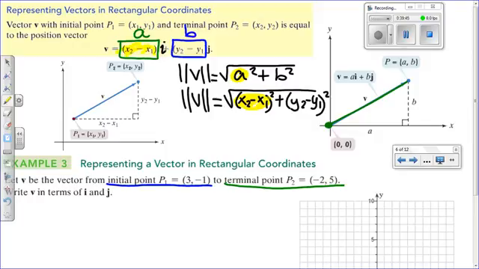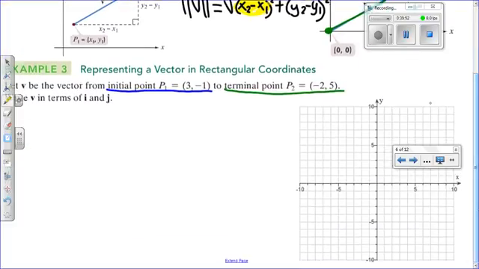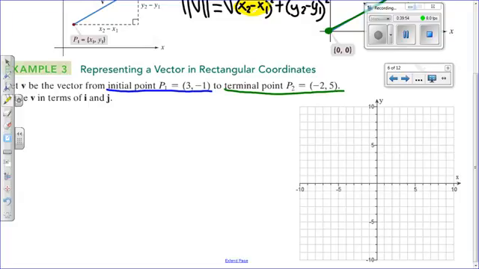Yes? All right. So let's go ahead and put that into practice. So we're going to make that vector have the initial point at the origin. So let's just plot it first. So it was at 3, negative 1, the initial, and the terminal was at negative 2, 5. So now we want to write it in terms of i and j.